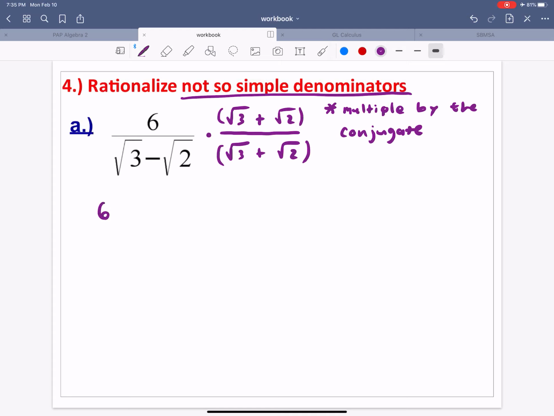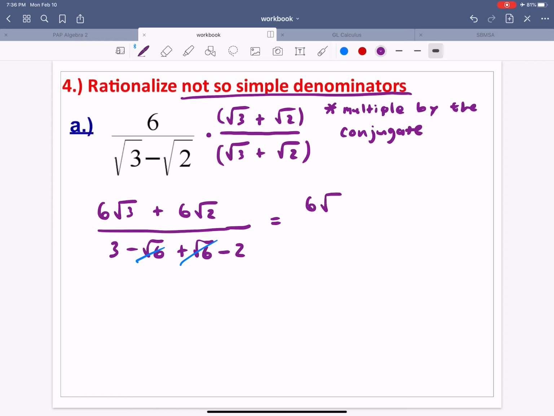Okay, so the top is going to be 6 times root 3 plus 6 times root 2 all over the square root of 3 times the square root of 3 is 3 minus the square root of 6 plus the square root of 6 minus 2. So I just FOILed that out. I FOILed bottom times bottom. And if you did this correctly, you should see that those middle terms do in fact cancel out. That's the whole purpose of the conjugate.